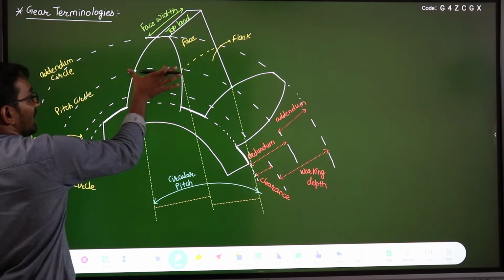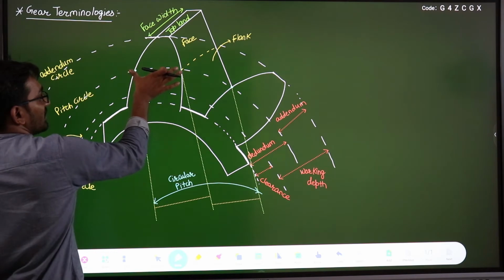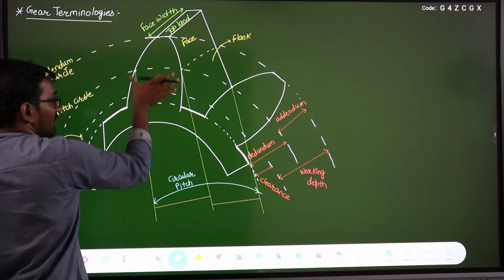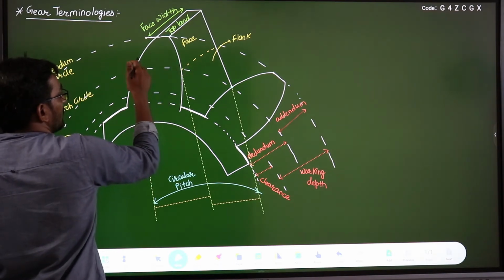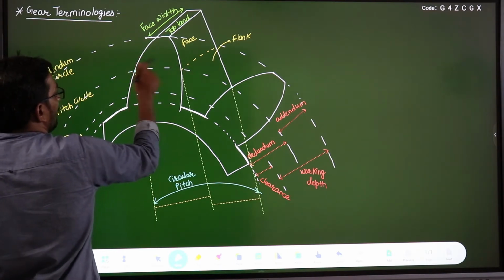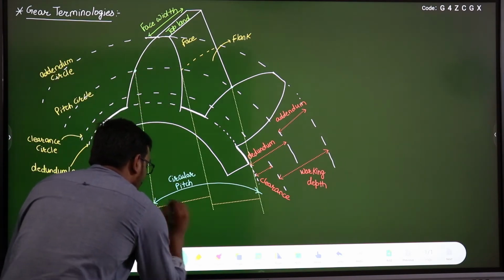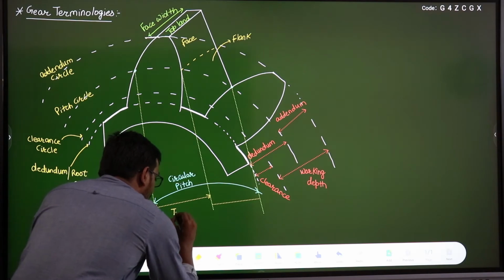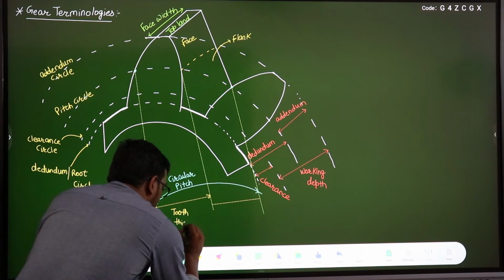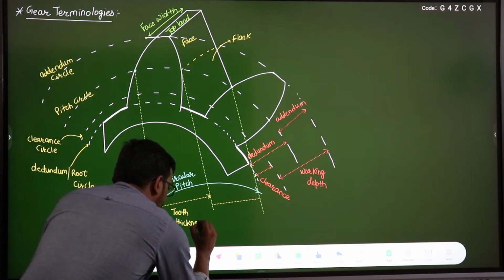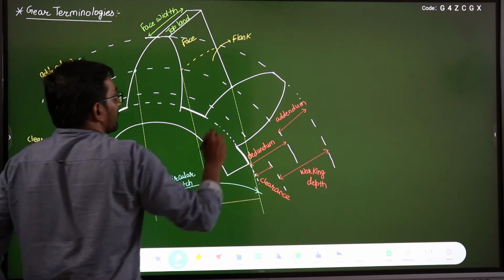This linear distance is known as tooth thickness. The thickness of this tooth along the pitch circle is defined, and this distance between the two points of the same gear along the pitch circle, this linear distance, is known as tooth thickness. Tooth thickness, right.